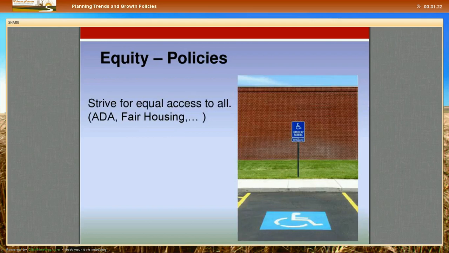All households should have equal access to services. The Fair Housing Ordinance and the Americans with Disabilities Act, known as ADA, are laws that have been enacted to ensure this access. Only a handful of growth policies in the region, however, had policies that addressed this. It would be useful to reinforce the concept of equity if growth policies explicitly referenced these programs and referenced equal access to services.